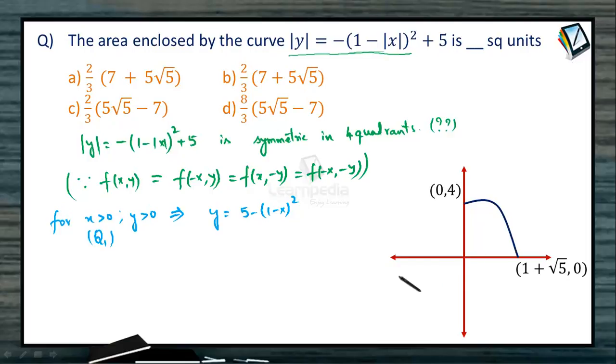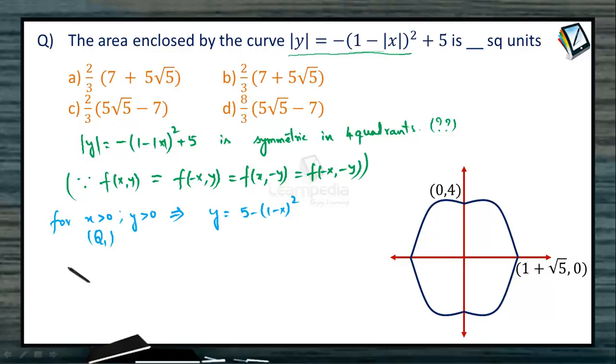What can you say about the graph in the remaining quadrants? By symmetry, in the second quadrant the graph will be a mirror image with respect to the y-axis. Then in the fourth quadrant the graph will be a mirror image with respect to the x-axis of the graph in the first quadrant. And in the third quadrant it would be the image of the second quadrant's graph with respect to the x-axis. So now we are able to identify the total region required. And now the requirement is quite simple. We need to find the total area bounded by this graph.